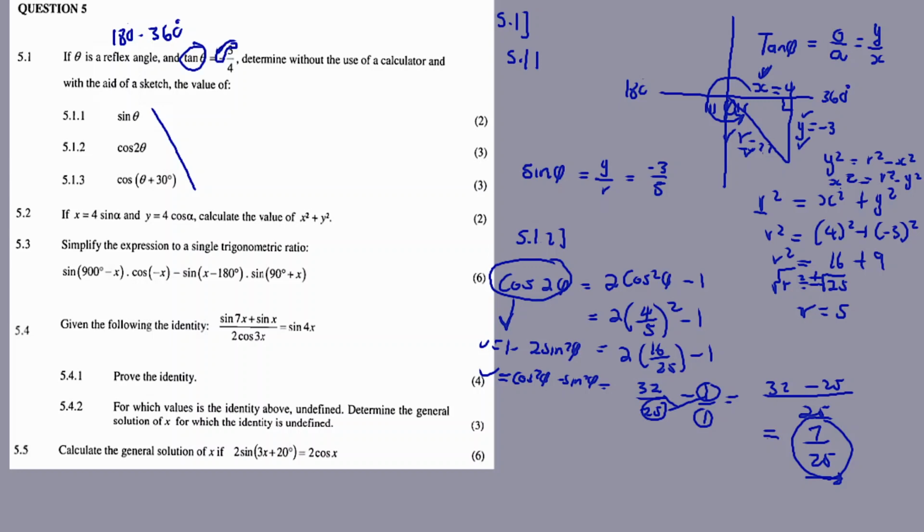Alright, let's continue to 5.1.3. So in 5.1.3, this time they give us cos of theta plus 30 degrees. This is a compound angle. A compound angle must be simplified first before we can find the value.